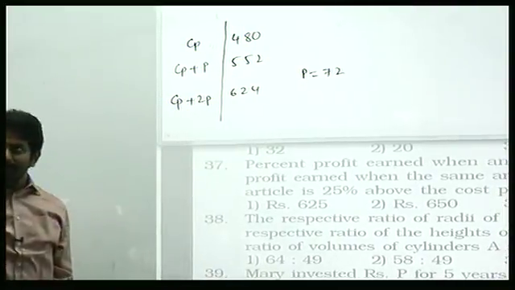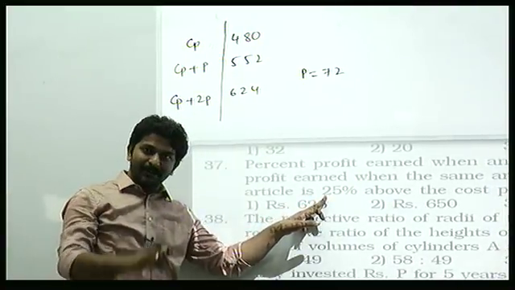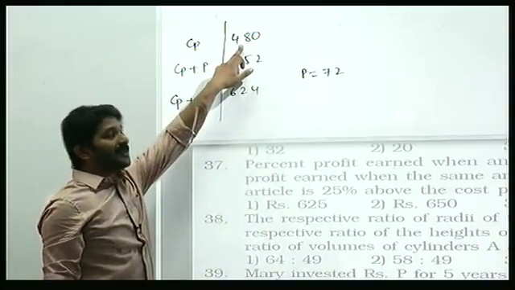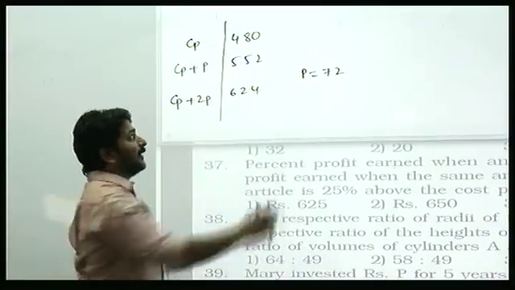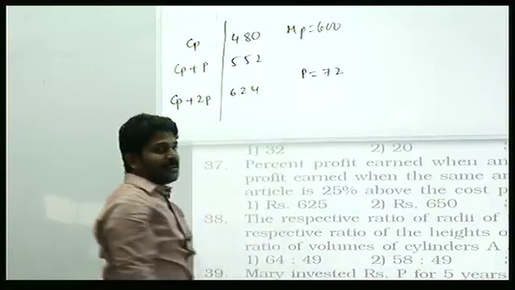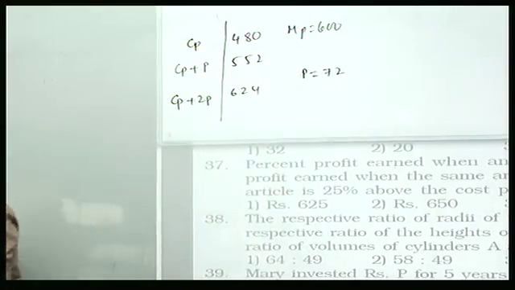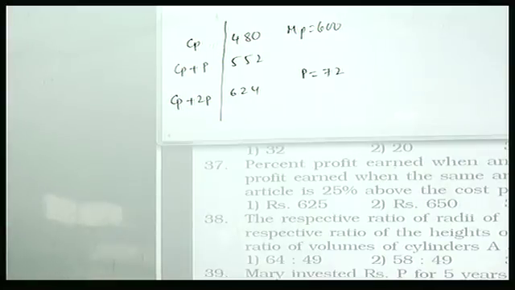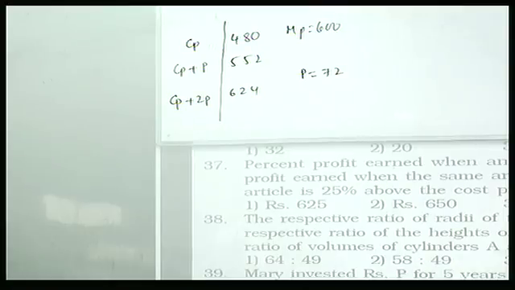And you asked about market price. Market price is 25% above the cost price. 25% of cost price is equal to 120. Hence market price becomes 480 plus 120, 600. Clear?